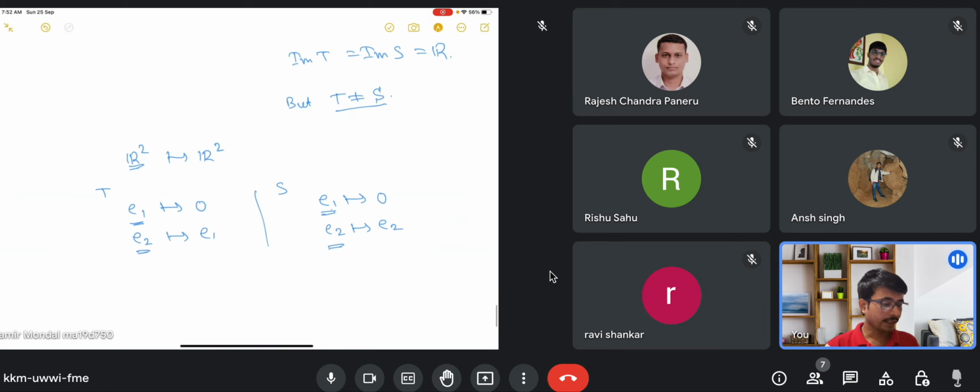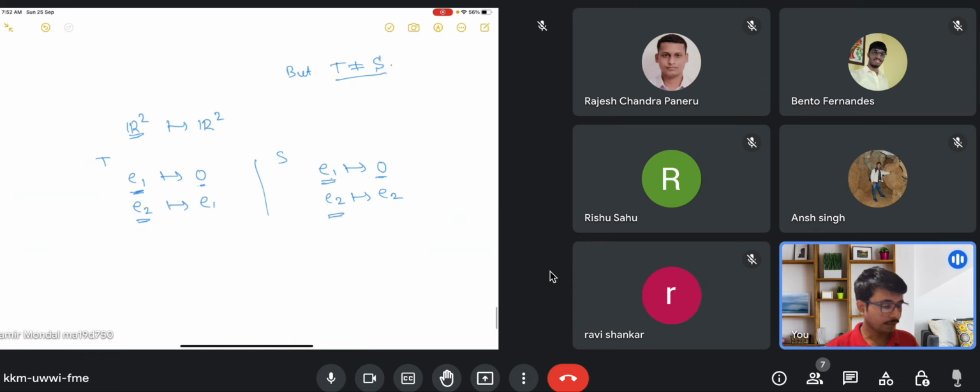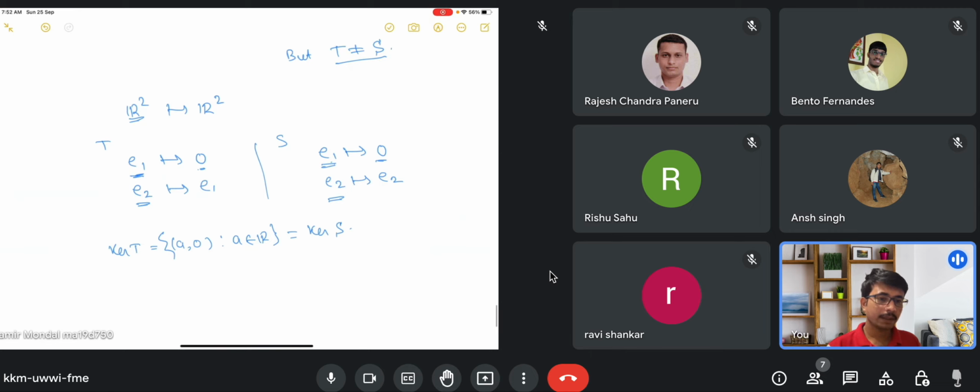And the kernel is also the same. Image of E1 is 0, the kernel is also the same. Kernel of T will be of this form, (a, 0), where a belongs to R, and this is also the kernel of S.